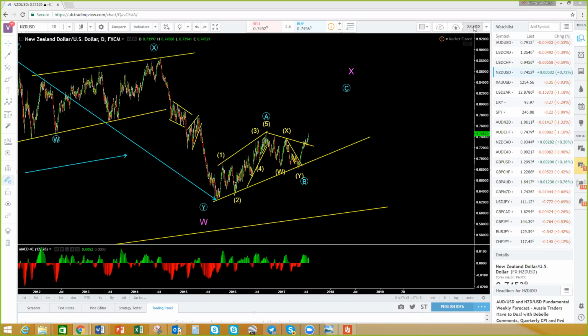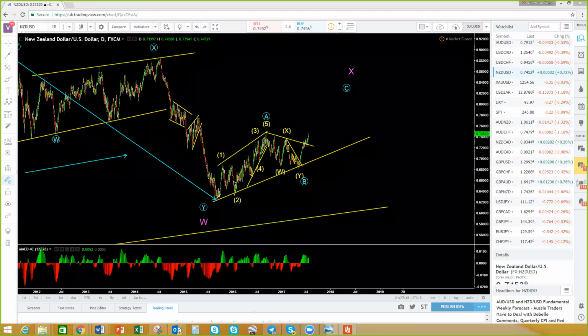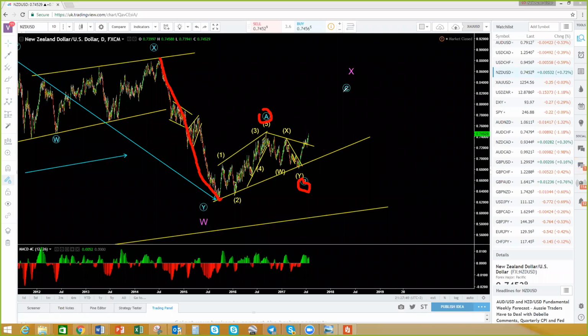Okay, let's get the drawing tool out again. So look at this. I'm just getting a proper drawing here. It keeps changing my drawing format. So look at this. I had the impulse. After the impulse, I'm getting the ABC. Okay, look at this. I'm connecting my ABC.